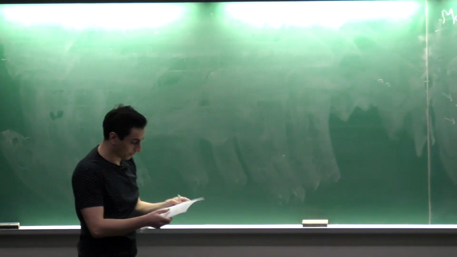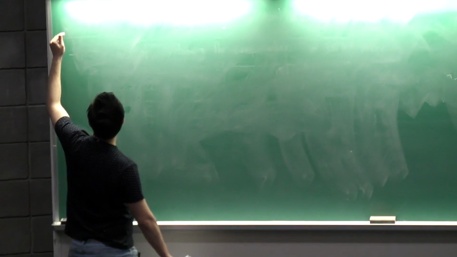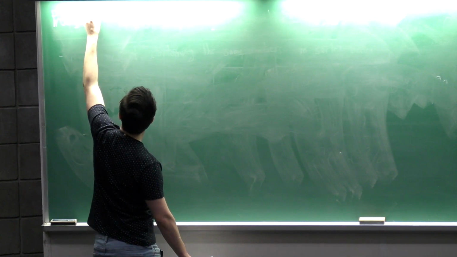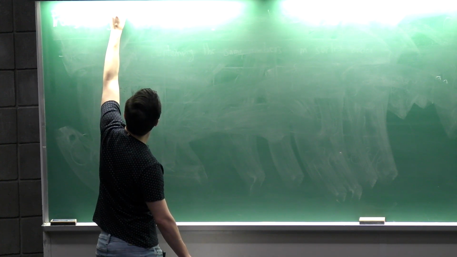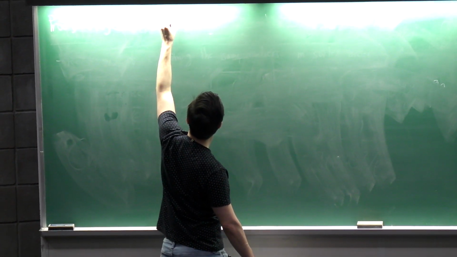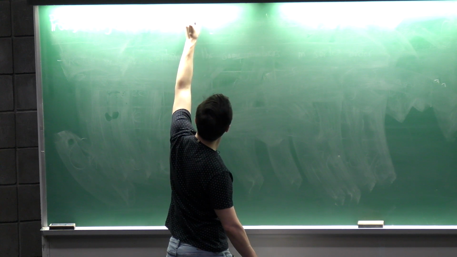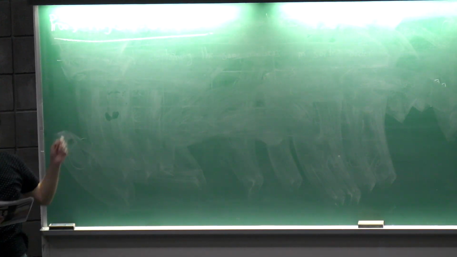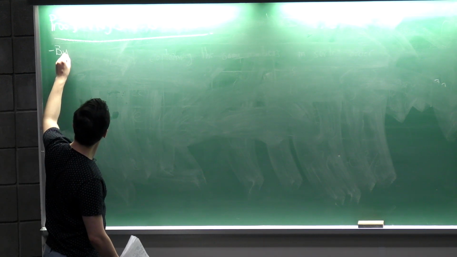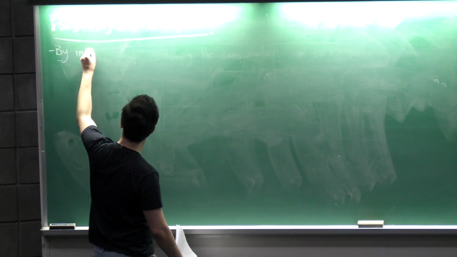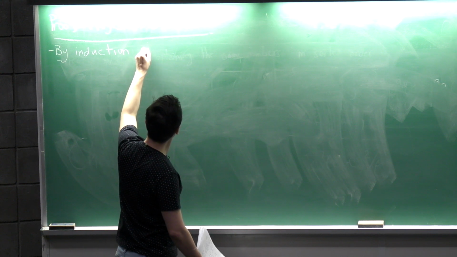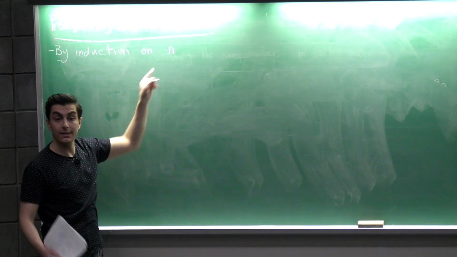Right? So, we would like to prove that merge sort is correct. All right? So we're going to use induction because it's a recursive algorithm, right? So we do induction on n, where n is the size of the list?